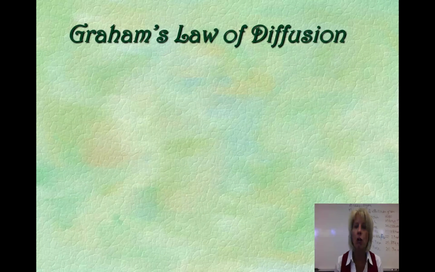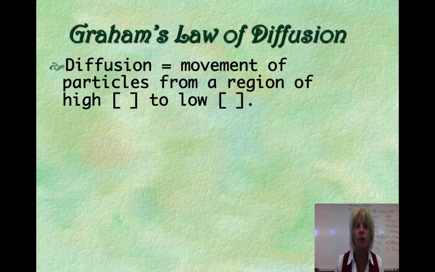Let's consider Graham's law of diffusion. Well, first of all, we need to know what diffusion is. Diffusion is defined as the movement of particles from a region of high concentration to low concentration. Diffusion is always the movement from a region of high concentration to low concentration. Those brackets right there are how chemists abbreviate the word concentration. Whenever you see brackets, that means concentration. Don't use parentheses, use the brackets. Parentheses do not mean concentration.